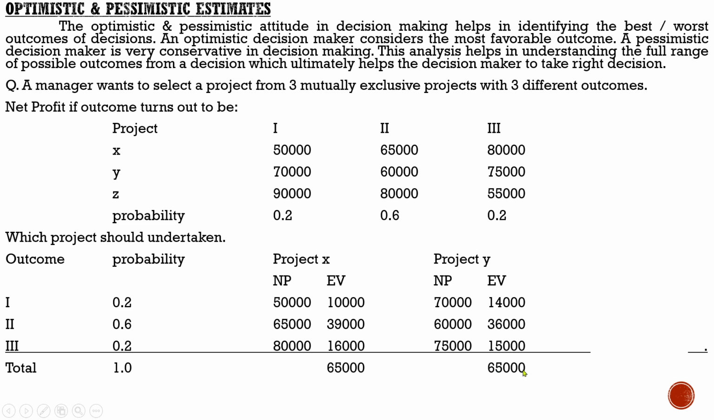Previously you got 65,000, here also 65,000. So these two projects seem almost similar. So let us go to project Z, whether it has a higher amount or not.